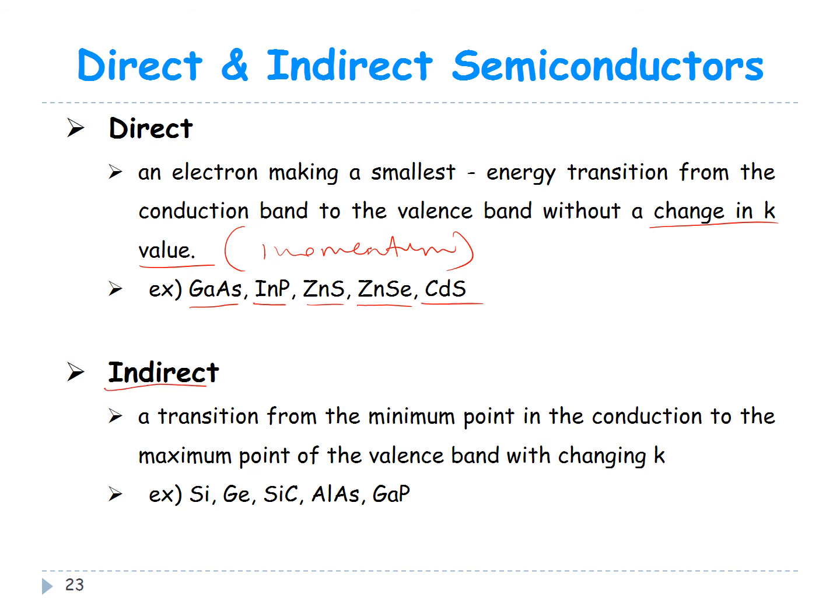In indirect semiconductors, a transition from the minimum point in the conduction band to the maximum point of the valence band is only possible with a change in K. So the electron has to change its momentum as it transitions from the conduction band to the valence band. Popular examples are silicon, germanium, silicon carbide, aluminum arsenide, and gallium phosphide.